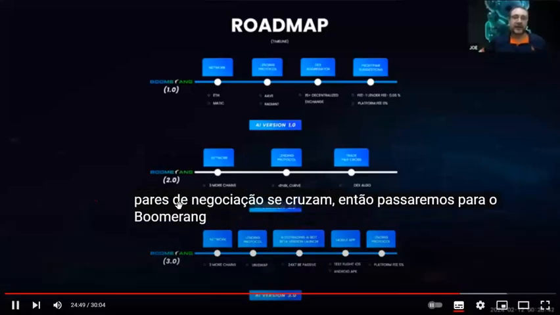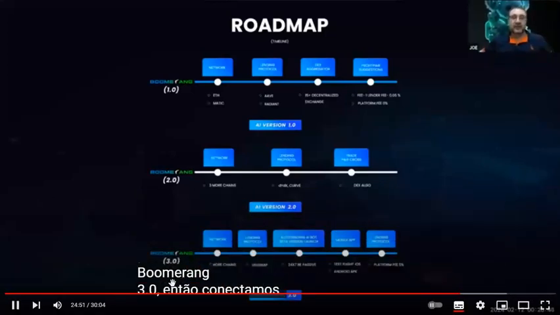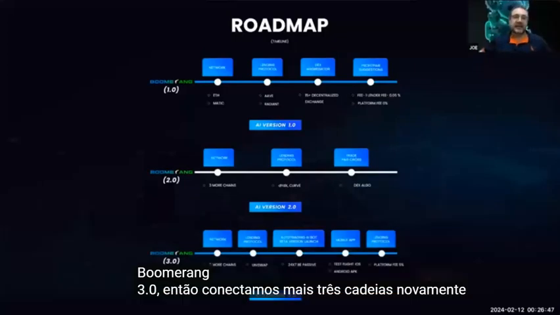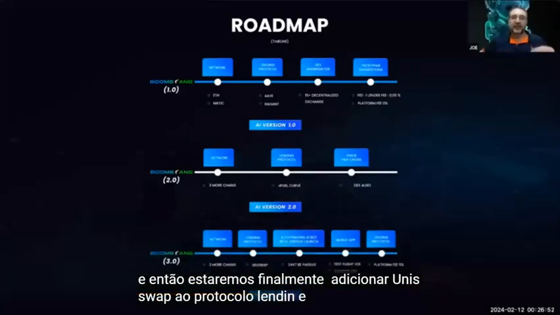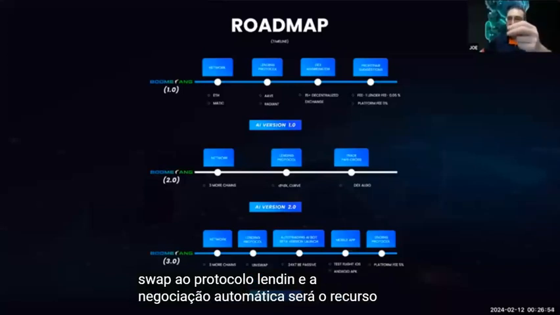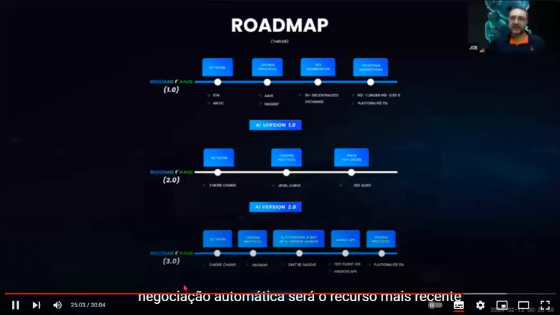Then we move to Boomerang 3.0. So networks, 3 more chains again, and then we'll be finally adding Uniswap to the lending protocol, and the auto trading will be the latest feature that's added.